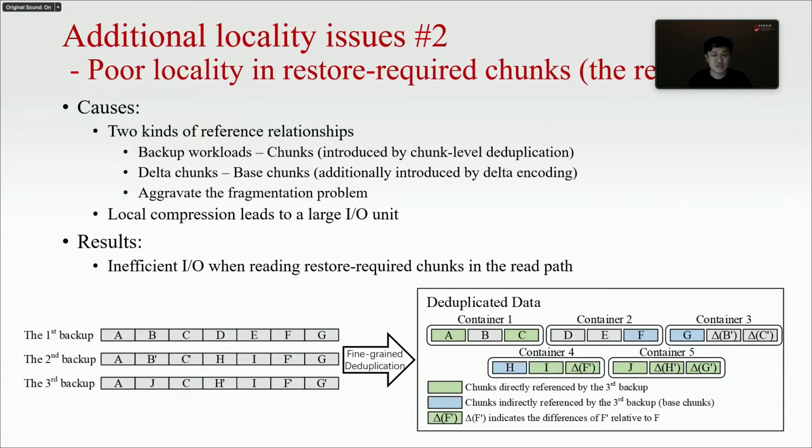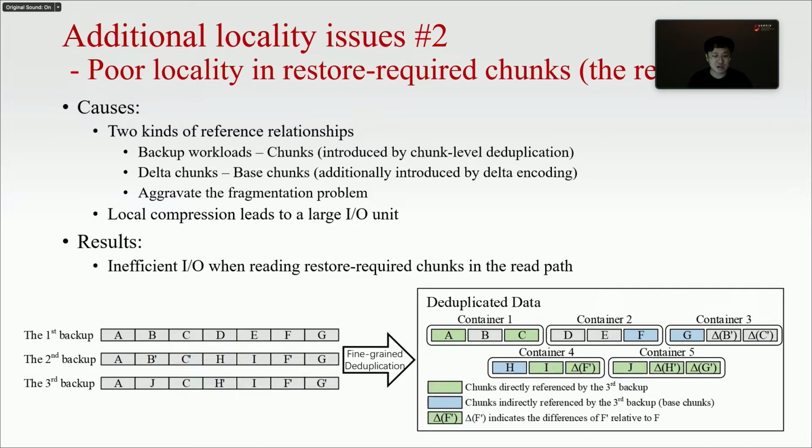The second issue is in the restore flow, and we could call it the read path. We observe that there are two kinds of reference relationships in fine-grained deduplicated data. The first is between backup workloads and chunks, and the second is between delta chunks and base chunks. The following figure gives an example. The green shaded chunks are directly referenced by the third backup, and the blue shaded chunks are directly referenced by their base chunks and indirectly referenced by the third backup.